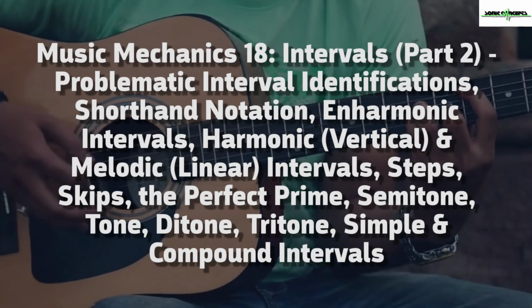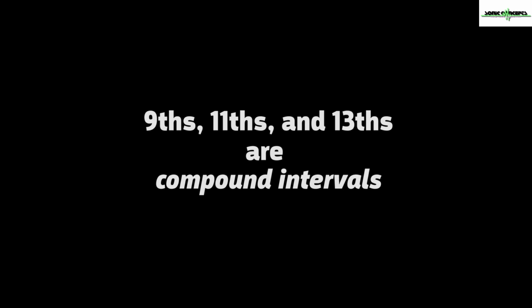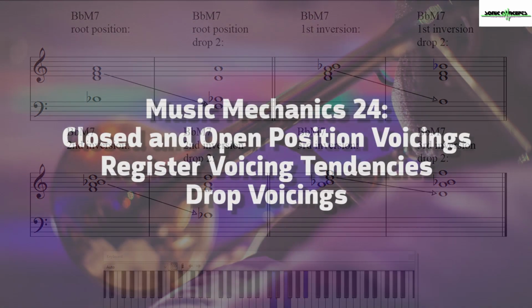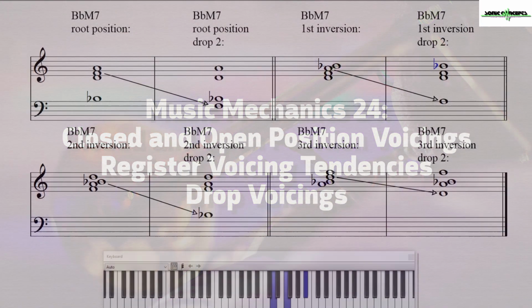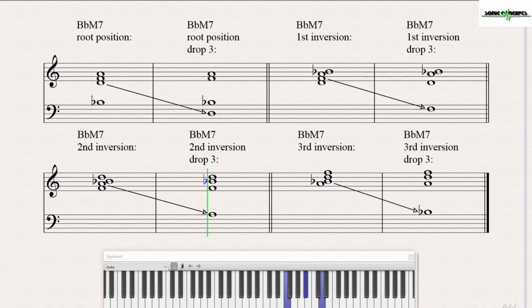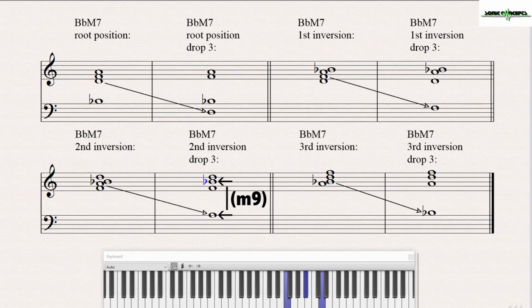As I discussed in Music Mechanics 18, ninths, 11ths, and 13ths are compound intervals. Minor ninths in particular are harsh sounding compound intervals and are usually avoided when constructing chords. To illustrate this, let's revisit 2 chords from the last episode that I mentioned sounded harsh. Notice the minor ninth intervals in both of these chords.